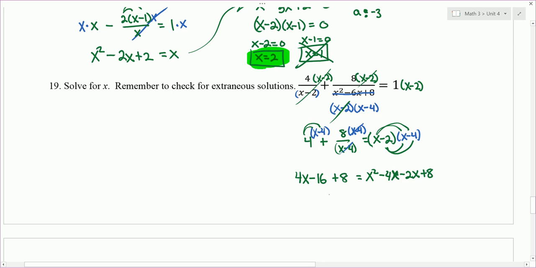Clean this up a little bit. Left side is 4x minus 8. Right side is x squared minus 6x plus 8. I'm going to make one side equal to 0. So I'm going to subtract 4x. And then add 8. And now try to factor.